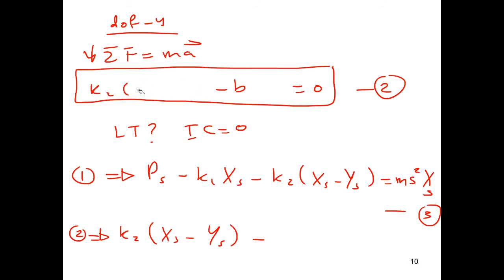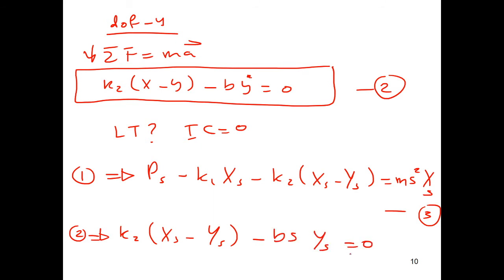Let me redo it again. Sorry about this. Let me write the equation of motion again. I jumped to this step. So what do we have here? We have K2 (x minus y) minus b y dot equal to 0. So this is going to be minus K2 Y(s) minus b s Y(s) equal to 0. This is equation number 4.